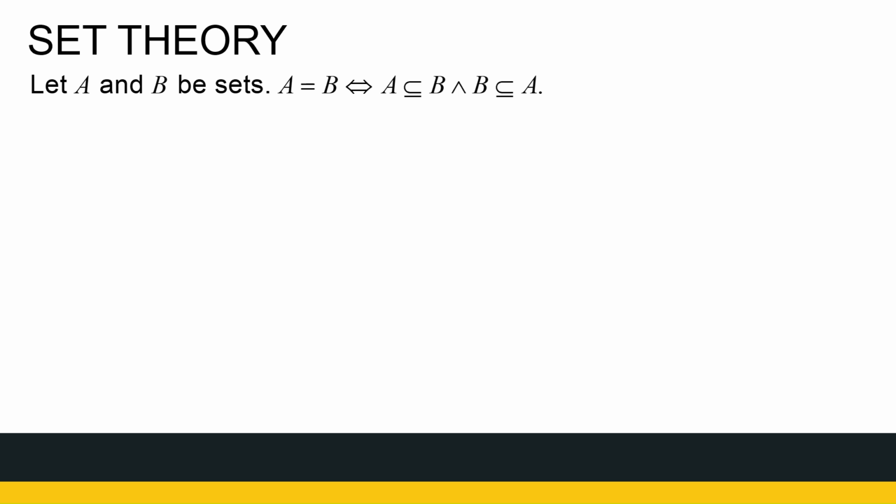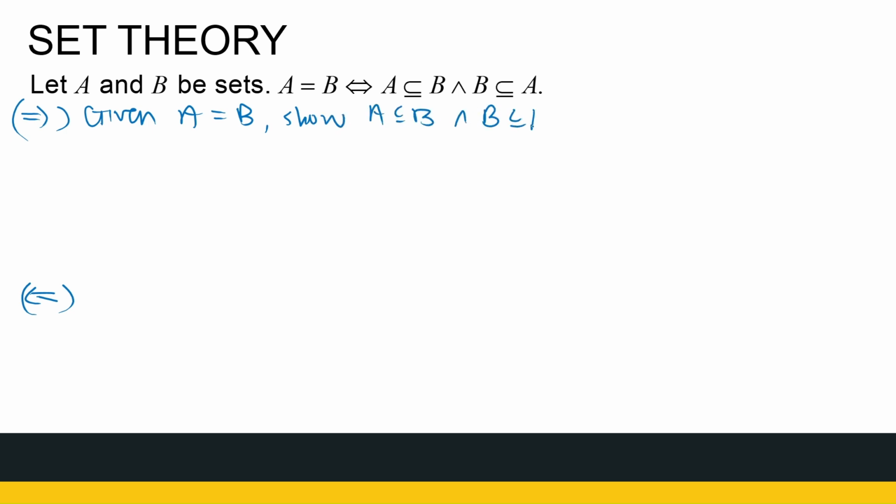Now, to prove an if and only if statement, very often it's easier to break it into two implications, in the one direction and in the other direction. So in the first direction, we say, well, if it's given that A is equal to B, we want to now show that A is a subset of B and B is a subset of A. And in the other direction, we say, well, if it's given that A is a subset of B and B is a subset of A, we want to then show that A is equal to B. So let's take a look at how we're going to approach both of these.